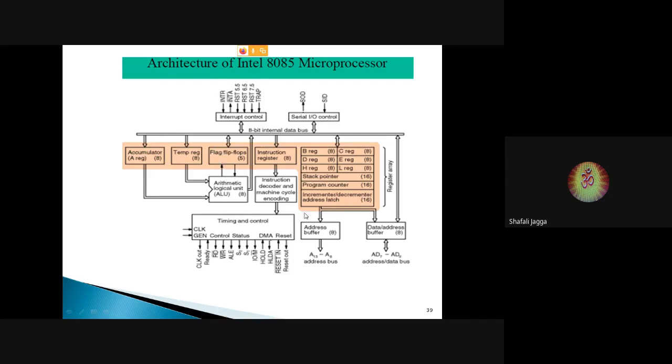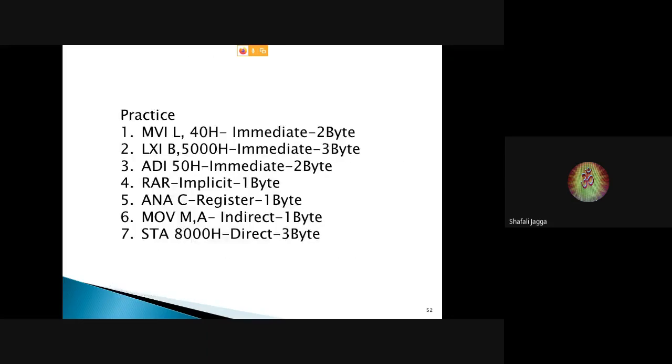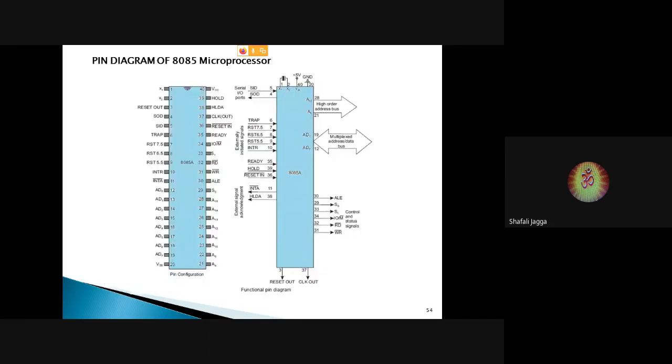Then the address latch, increment/decrement address latch, is there for incrementing or decrementing whenever it is accessing the memory. So this is all about the architecture of the 8085 microprocessor. Then coming to the same pin diagram, which we have already discussed. We have discussed all the pins. I'm coming to the pin diagram.